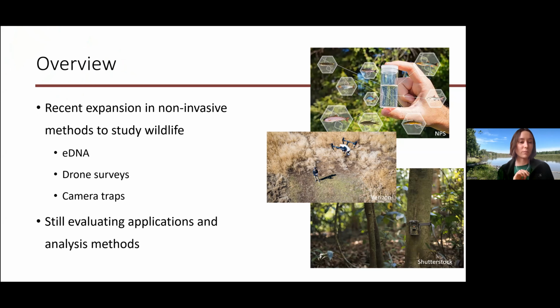For instance, there's eDNA, drone surveys, and camera traps. And all of these methods don't interact directly with the animals, so they can reduce injury or stress to wildlife, as well as the habitats and areas that they're living. And one of the really cool parts about this is that we're still learning all of the different uses and ways these methods can be applied, as well as how to analyze it.